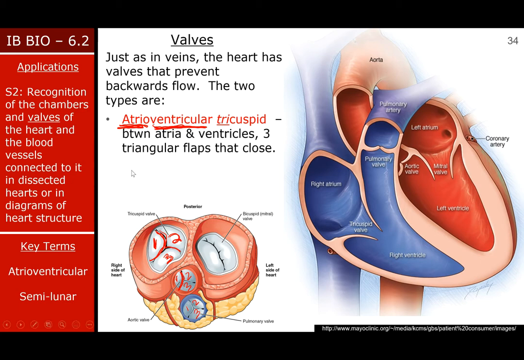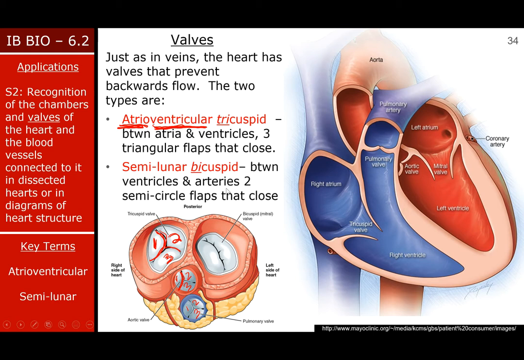The other type of valve is the semilunar or the bicuspid valve. And these are between ventricles and arteries. So the biggest one, here you go, the left side of the heart. So over here, it's the mitral valve is the same thing. You kind of can't see, but there's two flaps. So two flaps here on the left side of the heart.